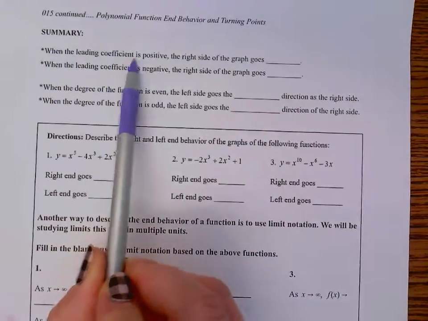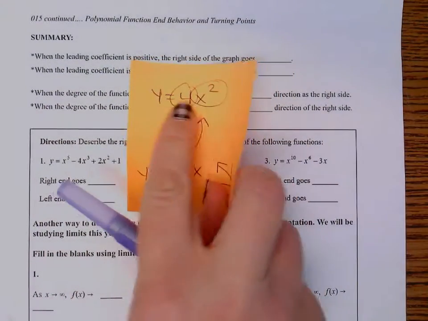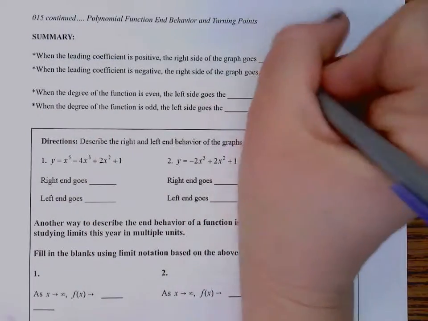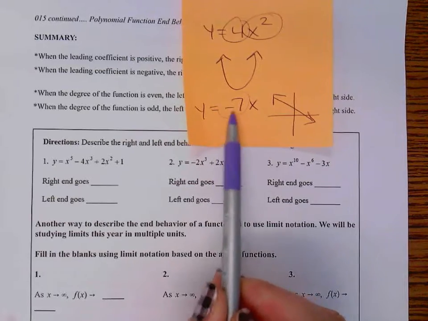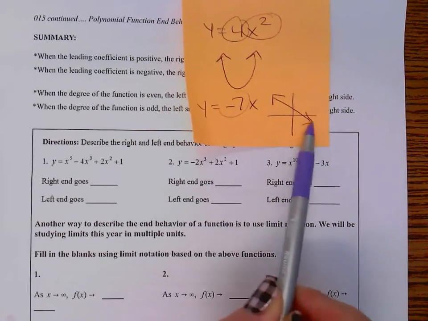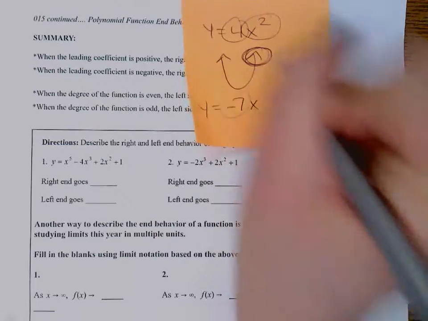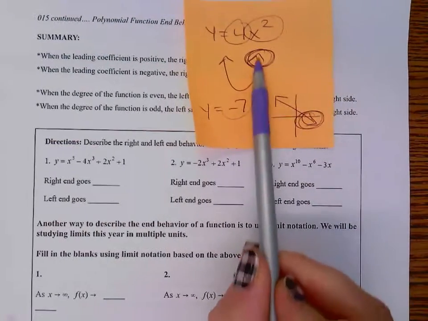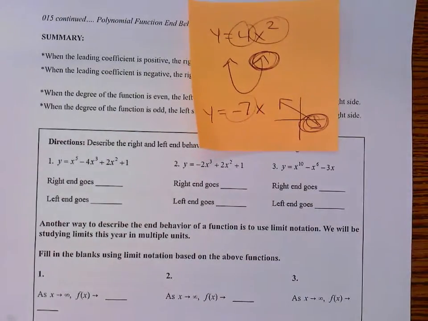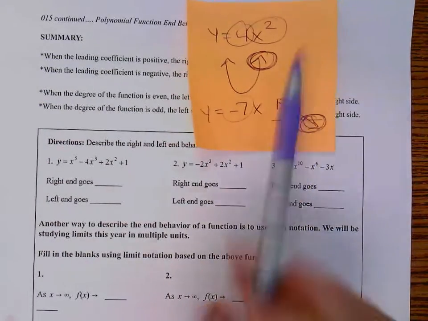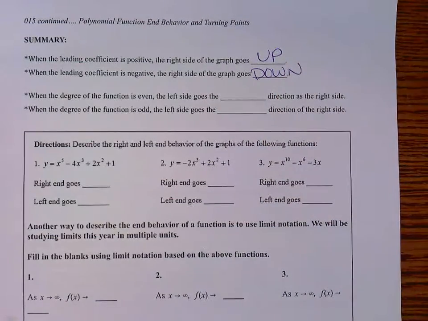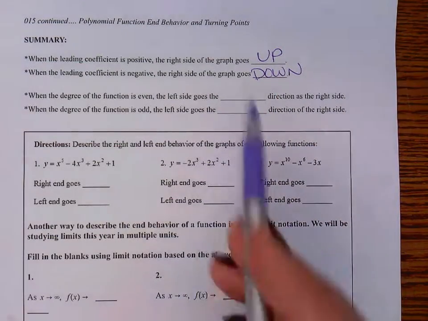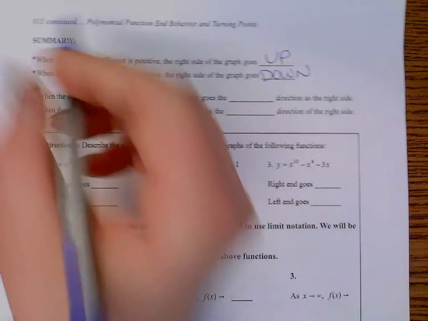So the rule is when your leading coefficient is positive, like 4x squared, the right side of the graph always goes up. And when the leading coefficient is negative, like negative 7x, the right side of the graph goes down. And what they mean by right side of the graph is the literal right hand of the graph. Is that pointing up or pointing down? So your first step is put it in standard form, look at the leading coefficient, and decide what the right side does. So you have to do this first.